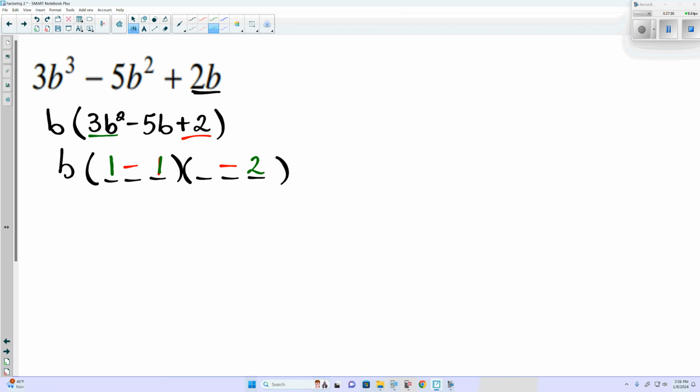3b squared. So we would have b and b for b squared. 1 and 3. So where do we want to put the 3? Questions on how we set this up?